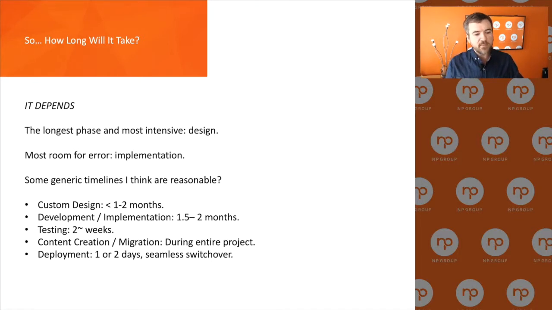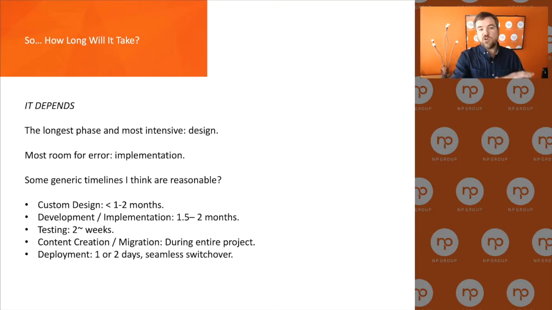So again, generic timelines I think are somewhat reasonable. Custom design on the aggressive side, 1 month. I'd say the average on the design is about 2 months, 2.5 months. But again, it depends on your organization. For the most part, given our assumption of a marketing site, maybe 10 to 15 templates, development and implementation, 1.5 to 2 months is about right. Testing, and I should label that acceptance testing, you should plan to spend a week or 2 on that. And if you find significant things, don't forget there might be a little bit of time needed to make adjustments.